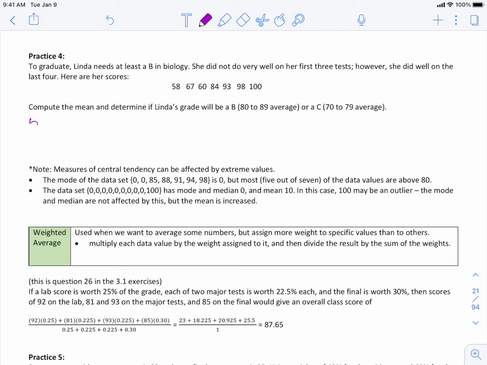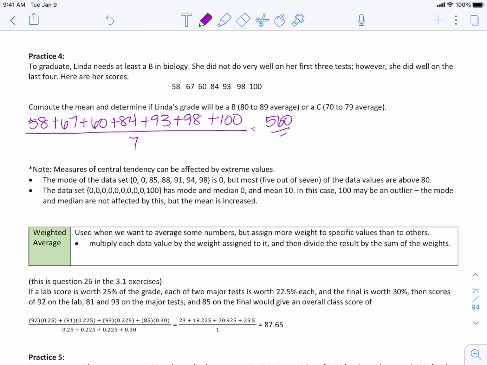So we add them up: 58 plus 67 plus 60 plus 84 plus 93 plus 98 plus 100. And we're going to divide by 7 because there are 7 total. This gives us 560 over 7, which is 80. So she gets a B. As a note, the measures of central tendency can be affected by extreme values.